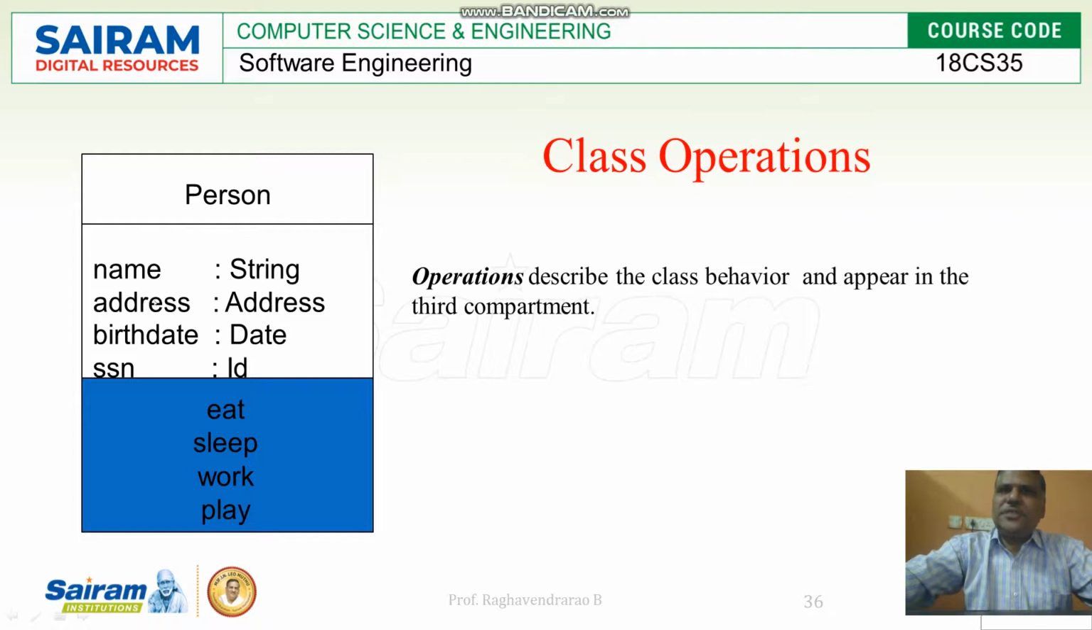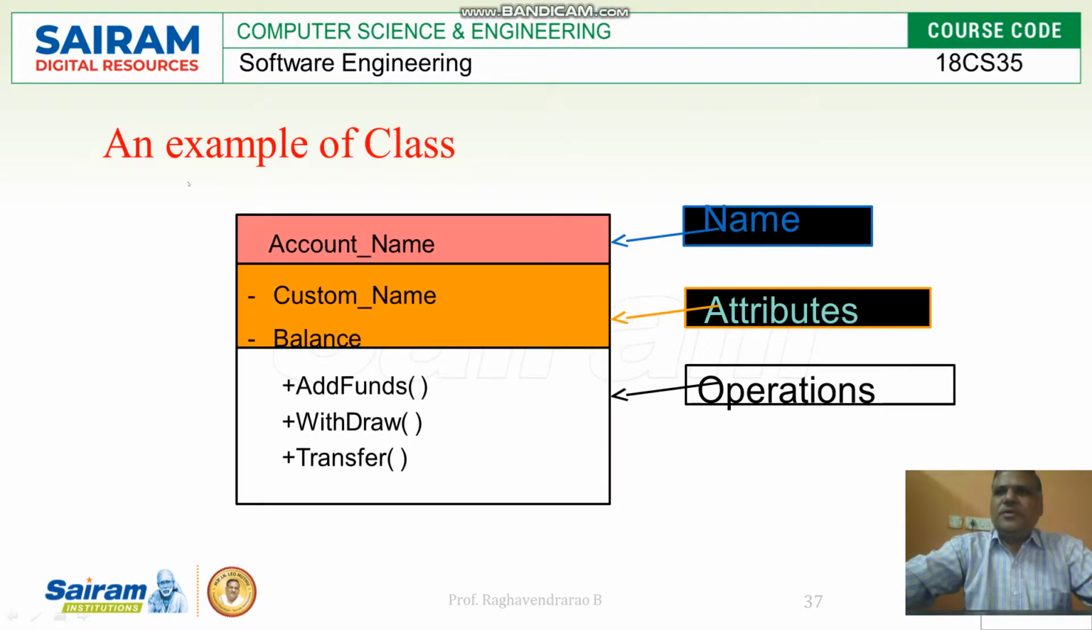The functionalities, the operations on this class, are eat, sleep, work, play. All these things are going to get activated for the person. Operations describe the class behavior, how it works, and that is what gets implemented. Always the class name will be small, and the functionalities and the attributes are going to be a little bit bigger.